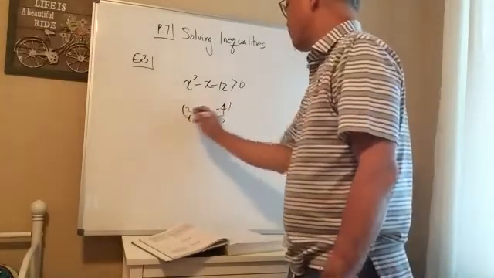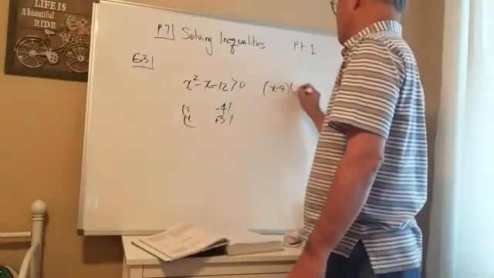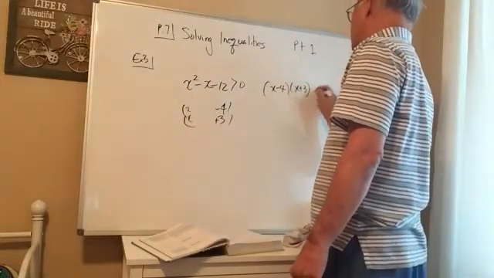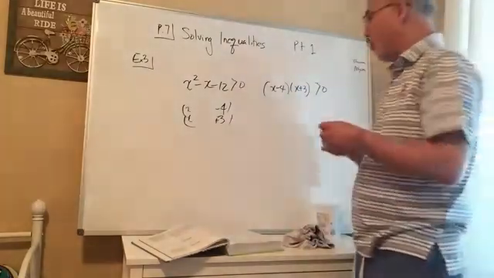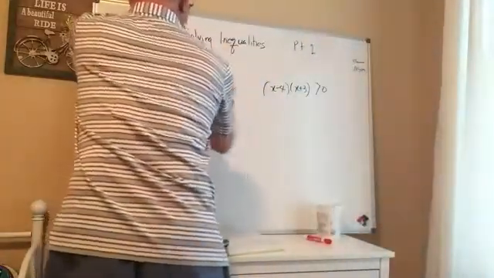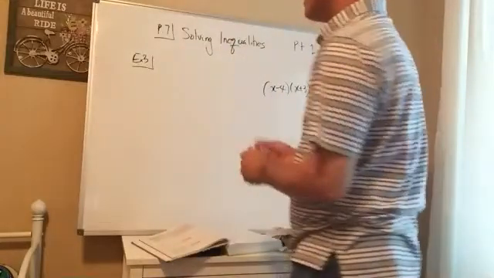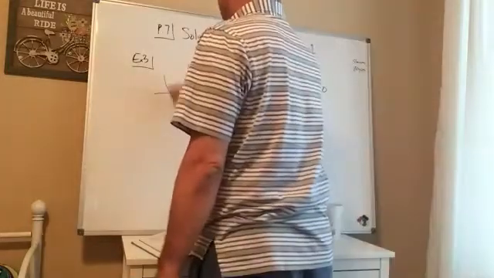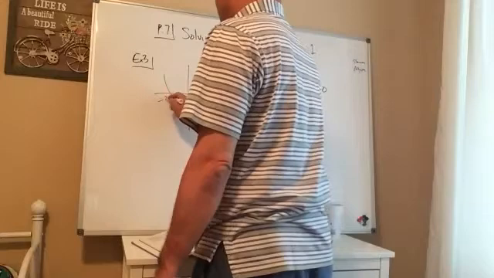So this is going to be x minus 4, x plus 3 is greater than 0. Okay? So how does this work? At this point, I would go ahead and just draw this. What are the roots here? It's either 4 or negative 3. So I'm going to draw it: 4, negative 3. This is what the graph looks like.